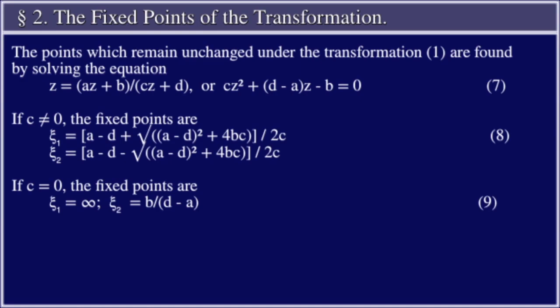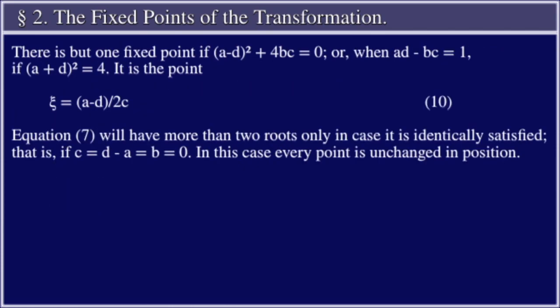If c is equal to 0, the fixed points are χ1 = infinity, χ2 = b/(d − a). Equation 9. There is but one fixed point if (a − d)² + 4bc is equal to 0, or when ad − bc = 1, if (a + d)² = 4. It is the point χ = (a − d)/2c. Equation 10.